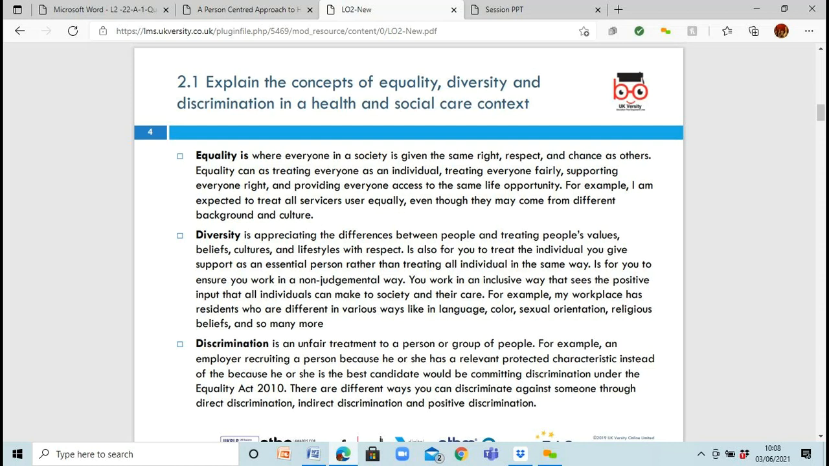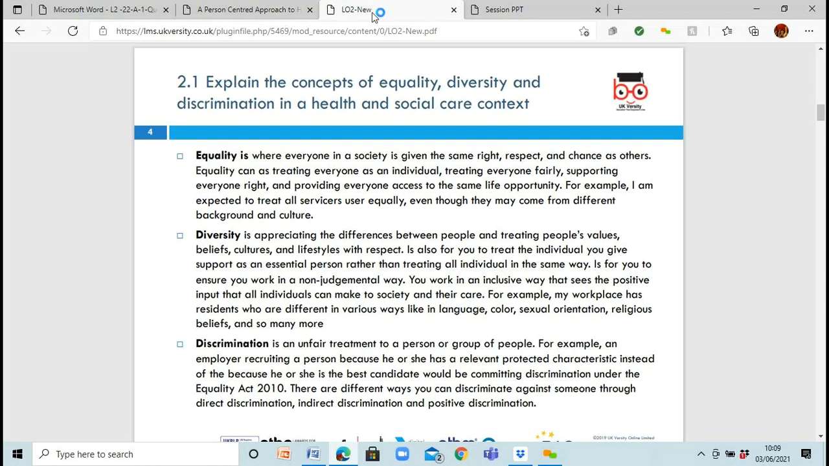You've got to make sure that you work in a non-judgmental way, so you're not forming ideas about someone. They might be covered in tattoos or piercings, or it might be somebody who's completely covered head to toe, or maybe wears minimal clothing and shows a lot of skin. It really doesn't matter what sort of way they're dressed or how they're behaving. It's about you treating them in a non-judgmental way. So make sure that you're being inclusive, treating everybody positively, and giving them good care.